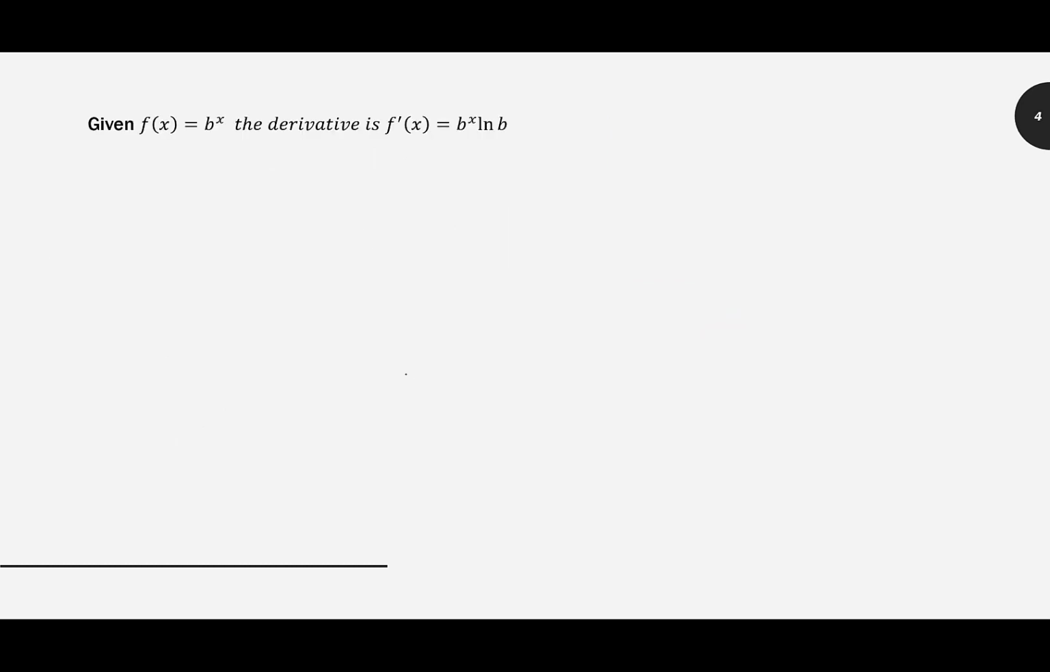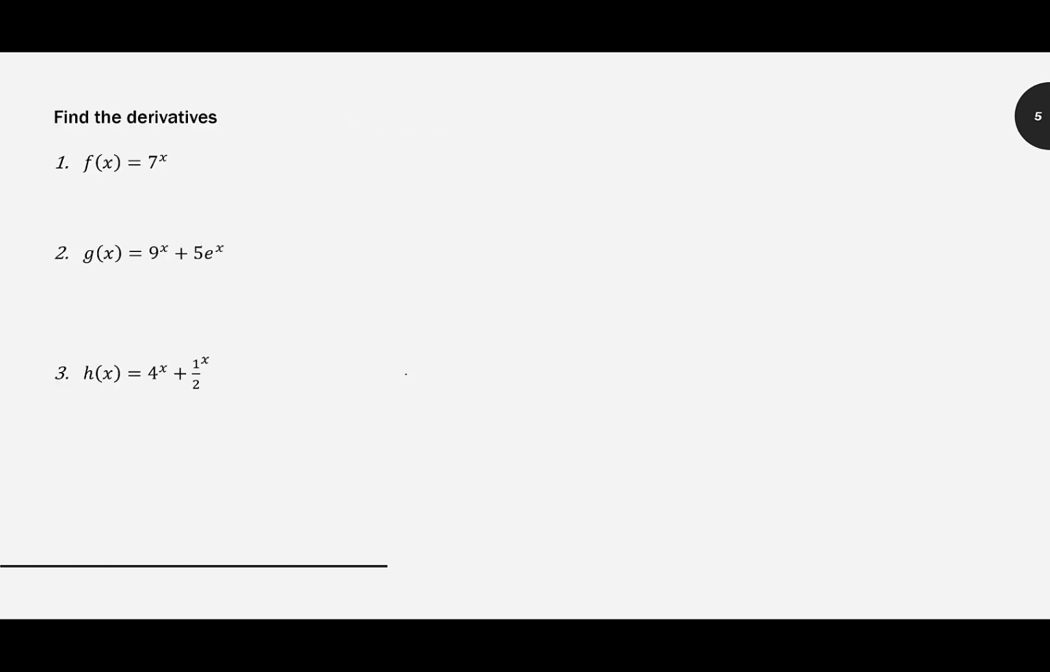Our second rule today is given f of x equals b to the x, the derivative f prime of x is equal to b to the x times the natural log of b. So when we have e to the x, we just get e to the x. But if I have b to the x, I have to also attach the natural log of the base.